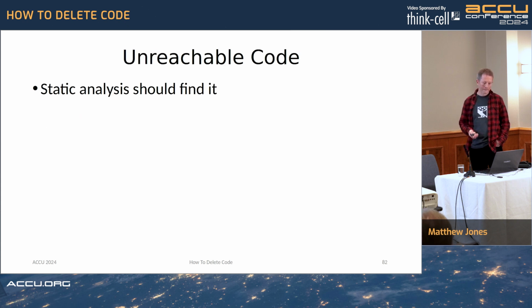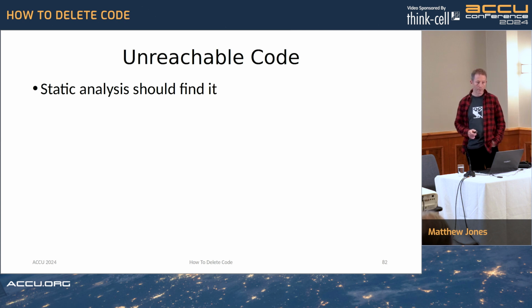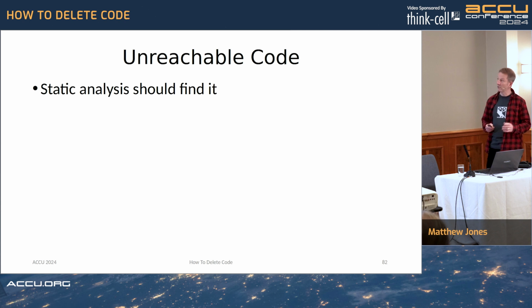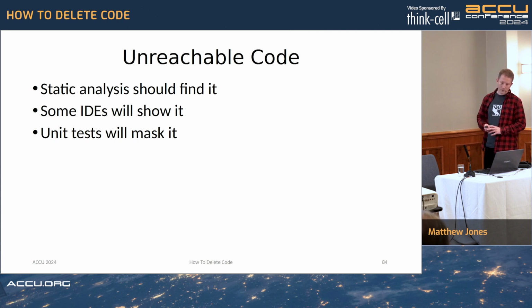So, right, the easiest code to delete is properly unreachable code, and your static analysis should find that. Provably unreachable. So you can delete it. Easy. Some IDEs might help you and show it to you. Unit tests will hide it. So you need to have unit test hygiene as well as code hygiene if you're deleting things.